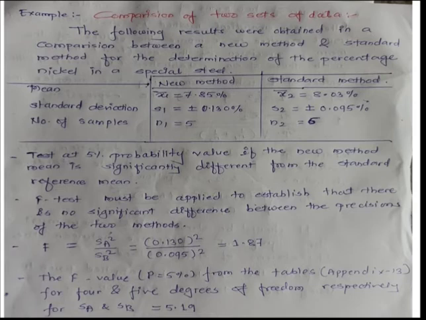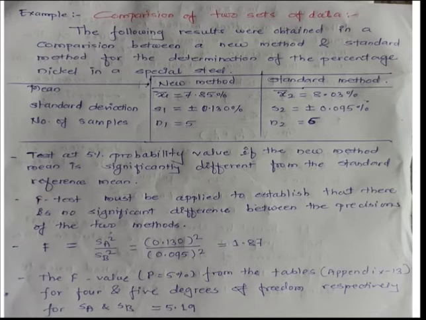Mean x1 bar is given as 7.85%, x2 bar is equal to 8.03%, S1 is given as plus minus 0.130%, S2 is equal to plus minus 0.095%, and the number of readings taken by analyst 1 in the new method is 5, and in the standard method 6 readings are taken. Here, test at 5% probability value if the new method mean is significantly different from the standard reference mean.